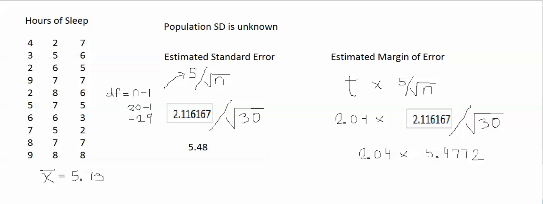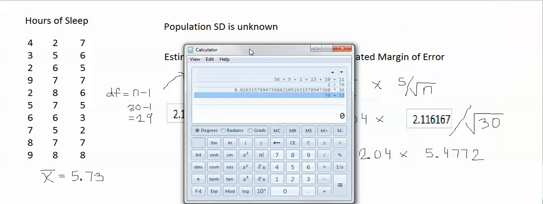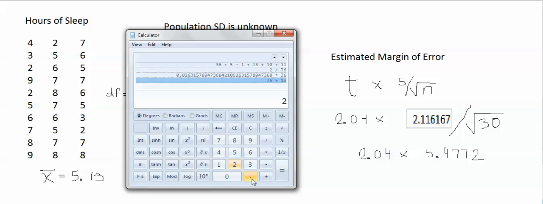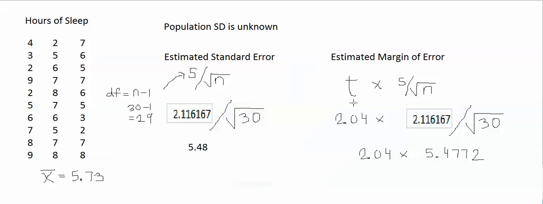So we're going to multiply these two numbers. And it comes out to about 11.17 if we round. So that's our 95% margin of error.